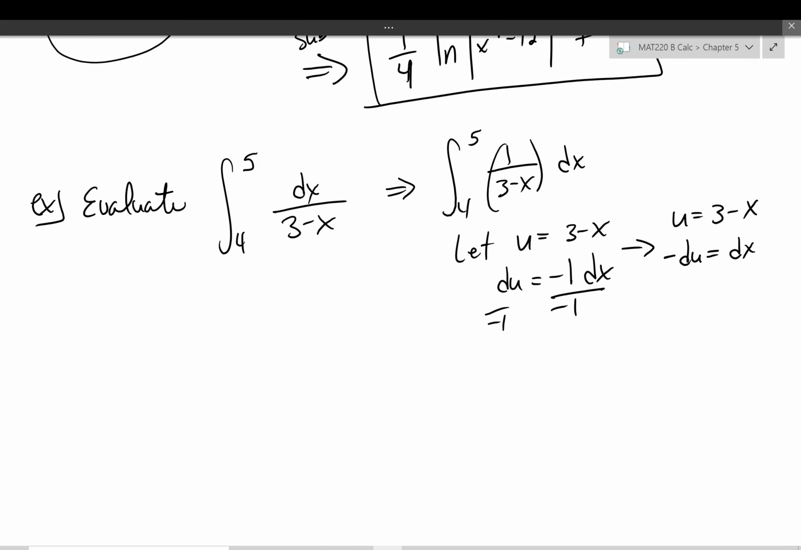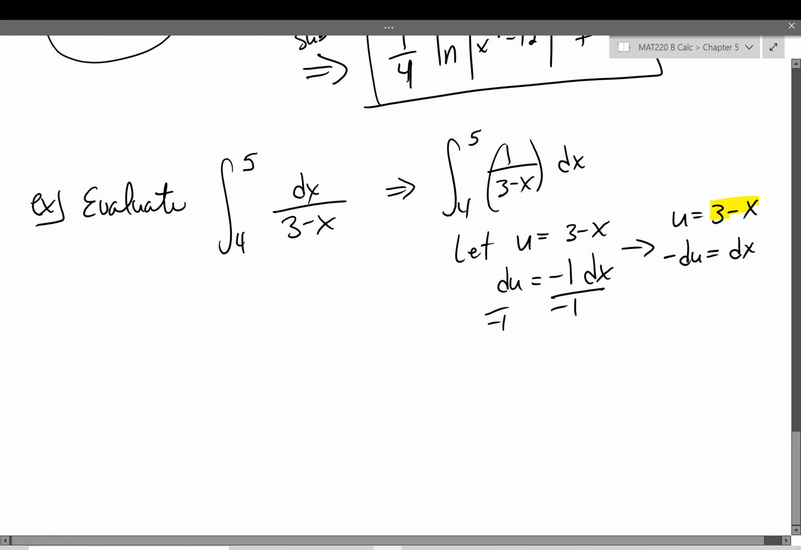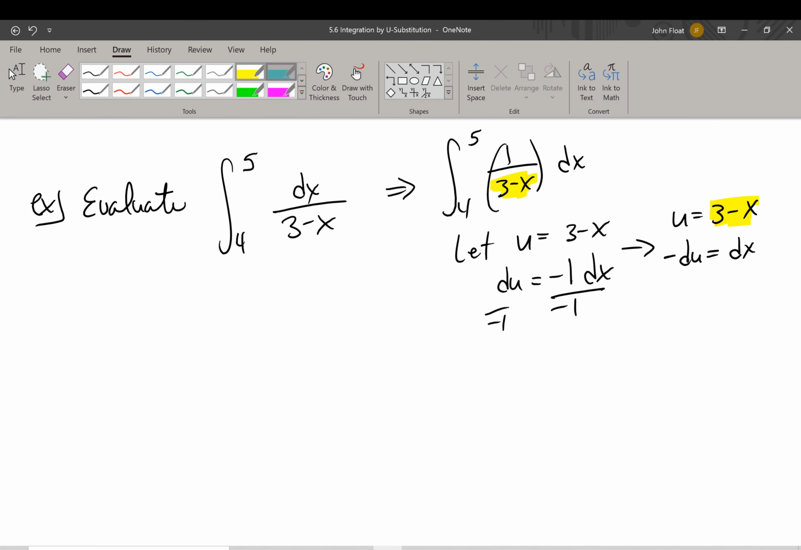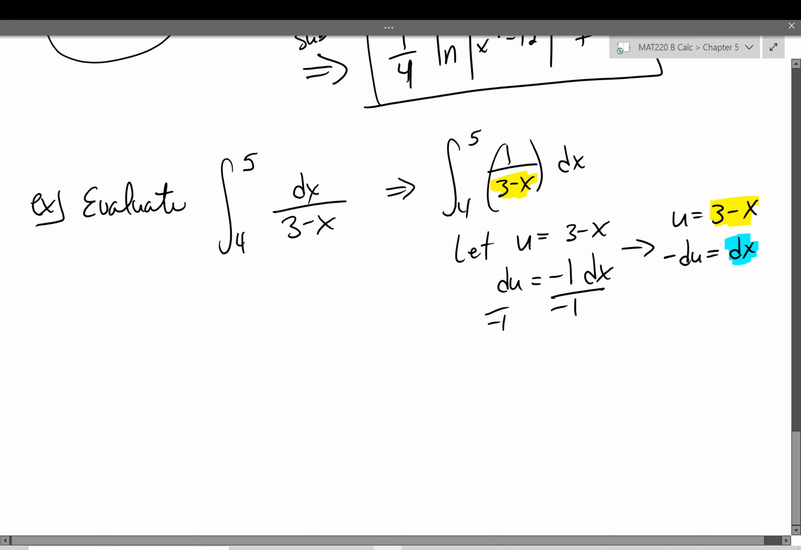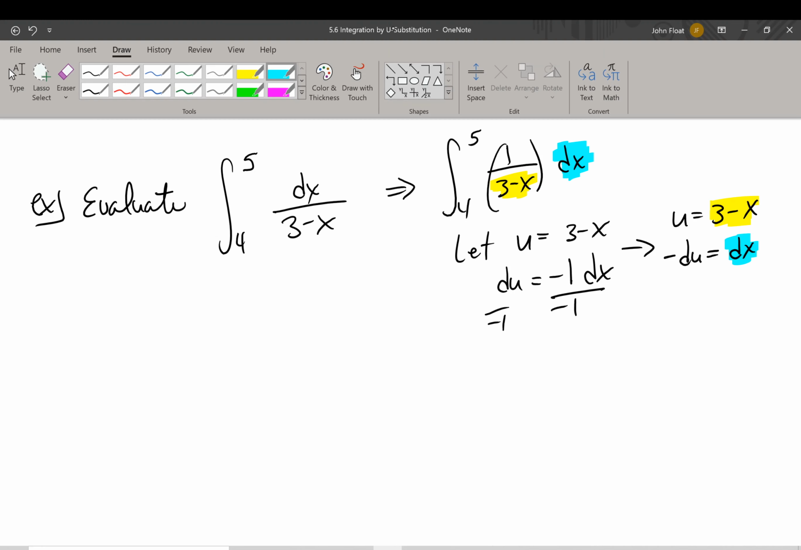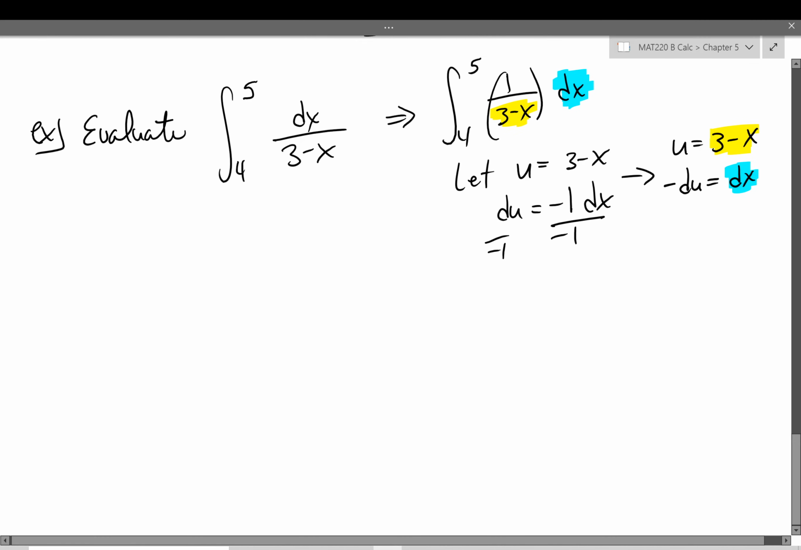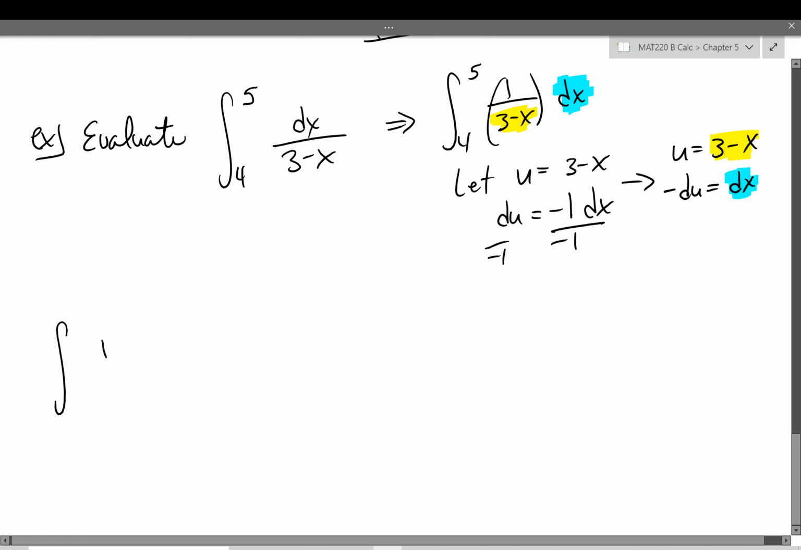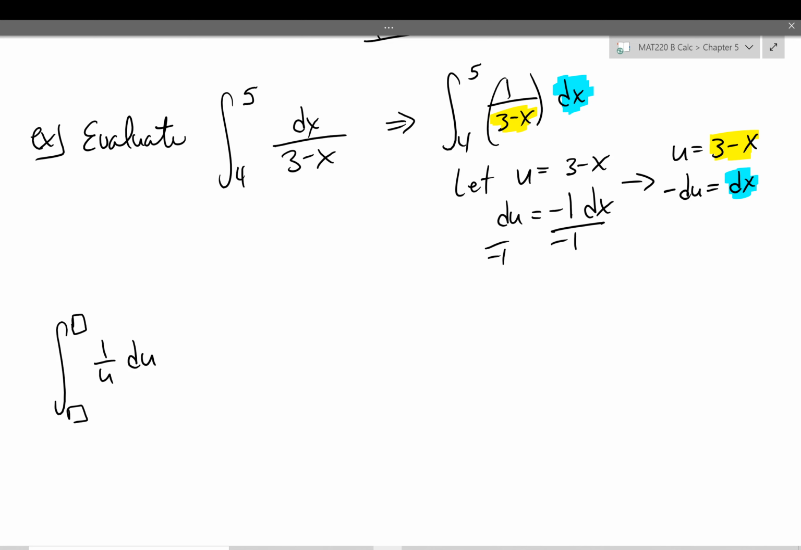Well, let's see if everything matches up then. So 3 minus x, 3 minus x. So far, so good. dx, dx, perfect. So everything matches up. So let's go ahead and rewrite. I've got the integral of 1 over u du. Now, I want you to see right here and right here, okay? Notice I did not put in my upper or lower limits. You don't have to do that.